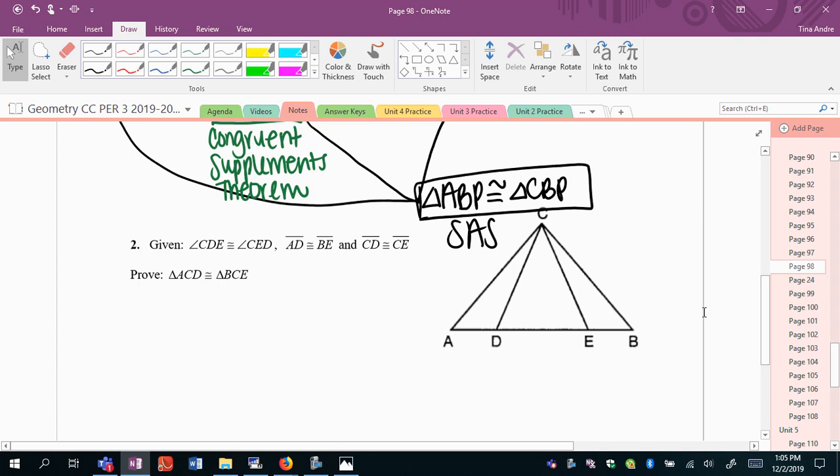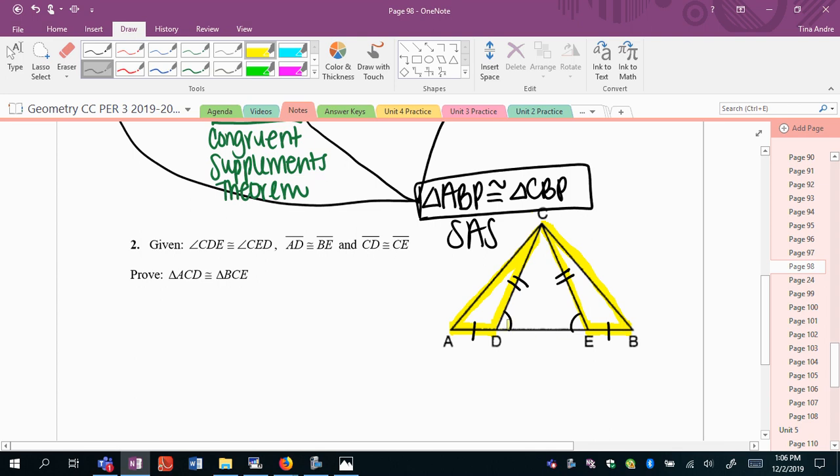So I have in this picture angle CDE is congruent to angle CED. I have AD is congruent to BE, and CD is congruent to CE. And I'm trying to prove that triangle ACD is congruent to triangle BCE. So again, I look at my picture and I see that I have 2 sets of congruent sides in these yellow triangles, but notice that my angles are outside of the congruent triangles.